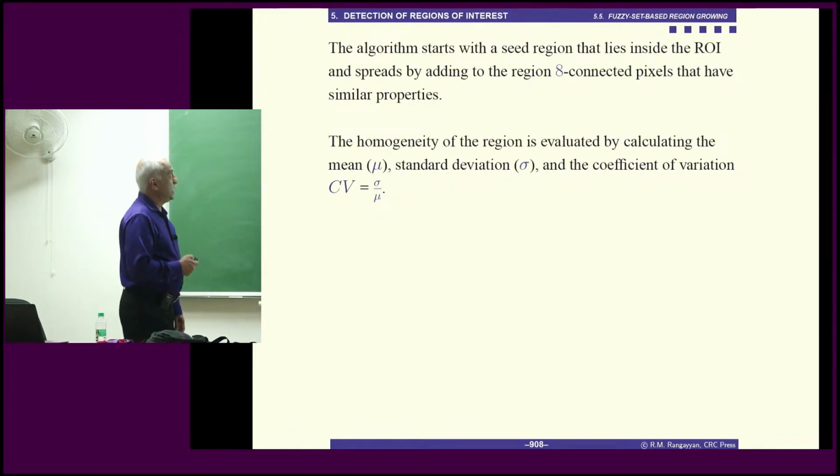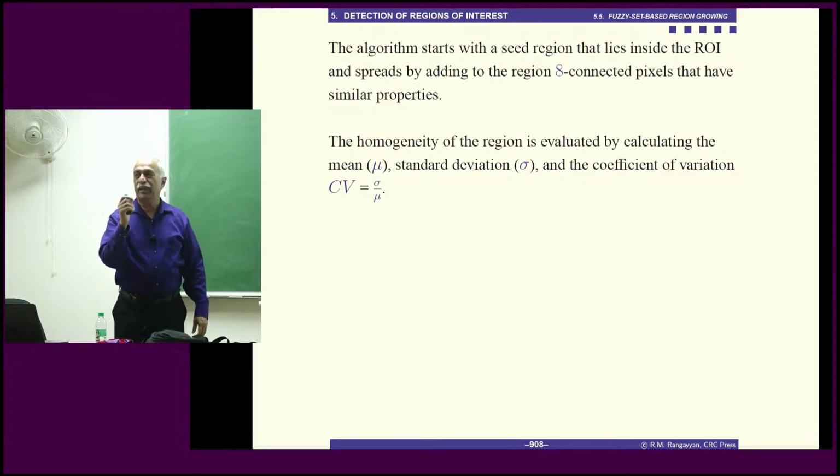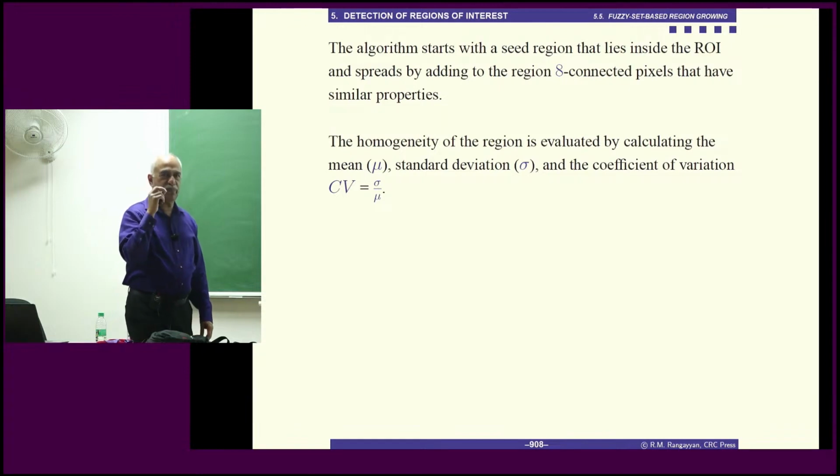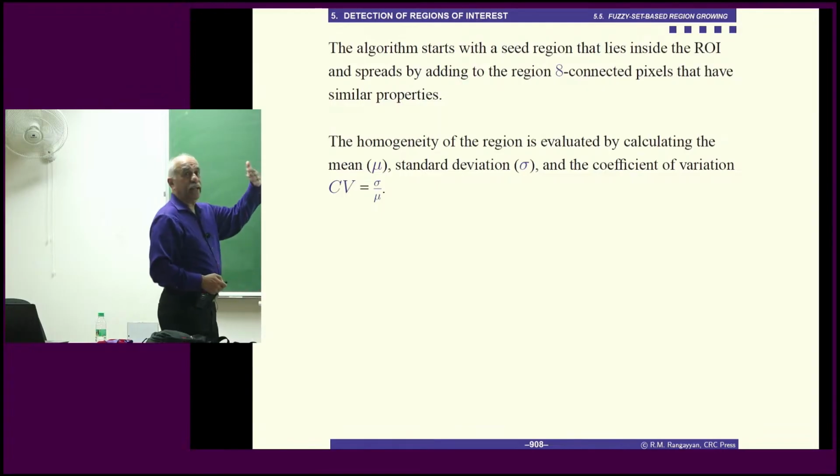So the algorithm starts with a seed region. You can mark a region or 1 pixel, it's up to you. Somebody has to do that first, or an algorithm has to do that. Either give a pixel or simply a region. And from that you compute some statistics, mean and standard deviation, and then keep adding 8-connected pixels, appending to the region.